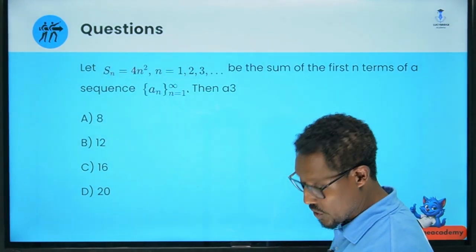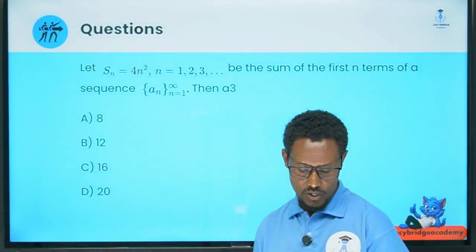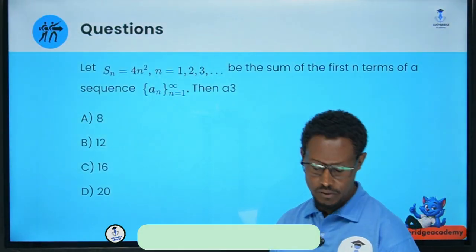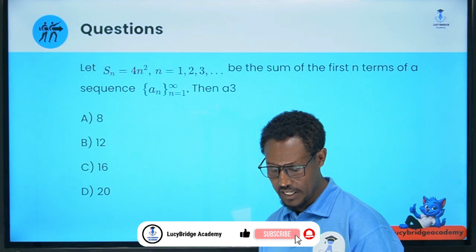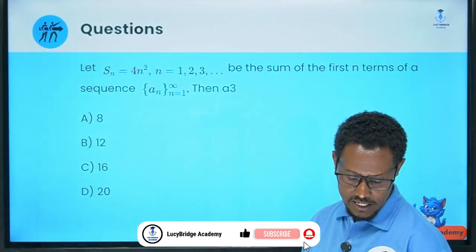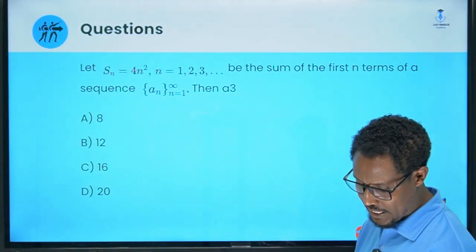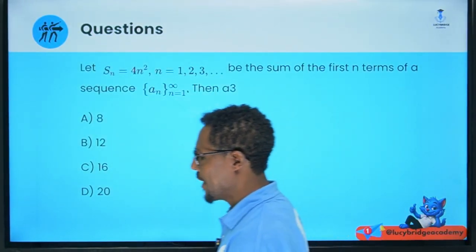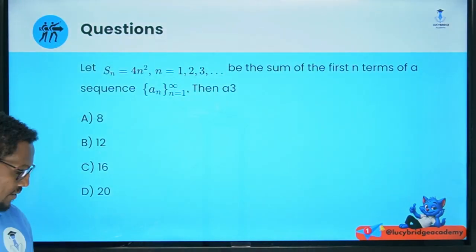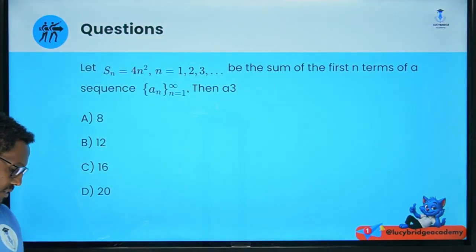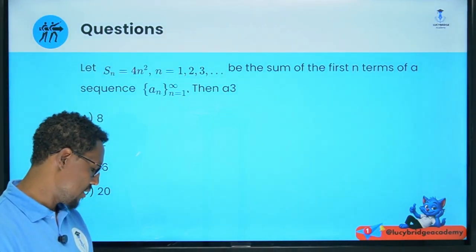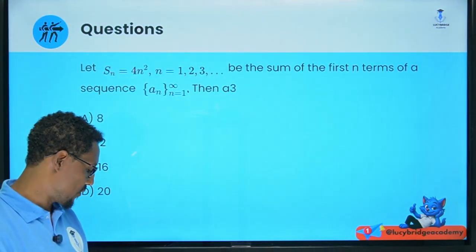Let Sn, for n starting from 1, 2, 3, 4, where n is a natural number, be the sum of the first n terms of a sequence. Then we are asked to find the third term, A3. Sn is given as the sum of the first n terms of the given sequence.